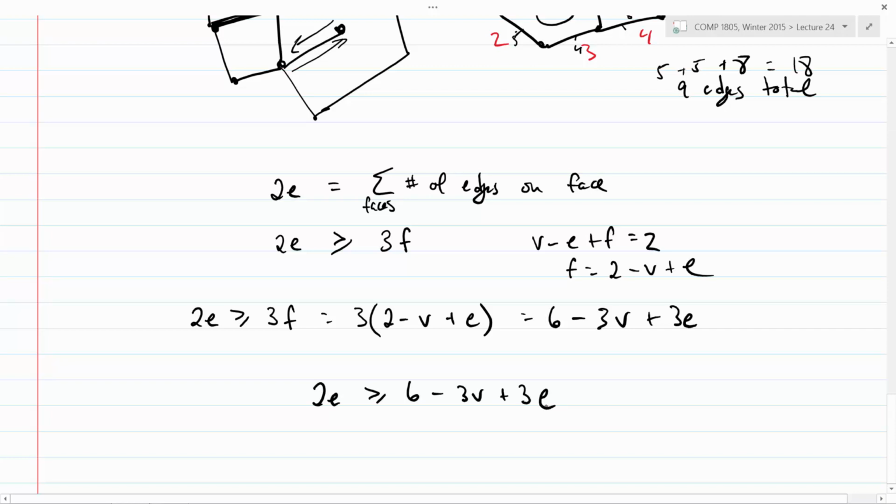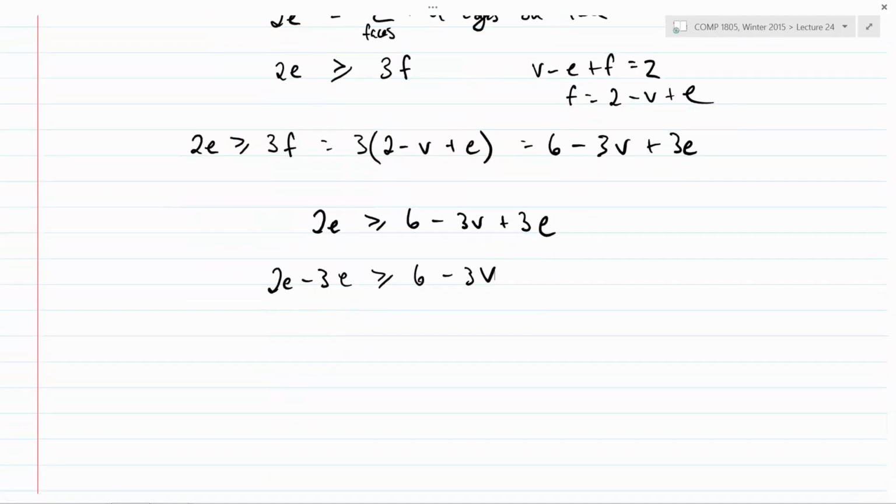So let's work with that a little bit. There's a couple ways to do it. I'm going to bring all of the e's over to one side. So I'm going to have 2e minus 3e is greater than or equal to 6 minus 3v. So 2e minus 3e is negative e, and that's greater than or equal to 6 minus 3v. And that's kind of annoying. I don't want to think in terms like that. So I'm going to multiply through by minus 1. And the incorrect thing to do when you're multiplying an inequality by minus 1 is to write down this.